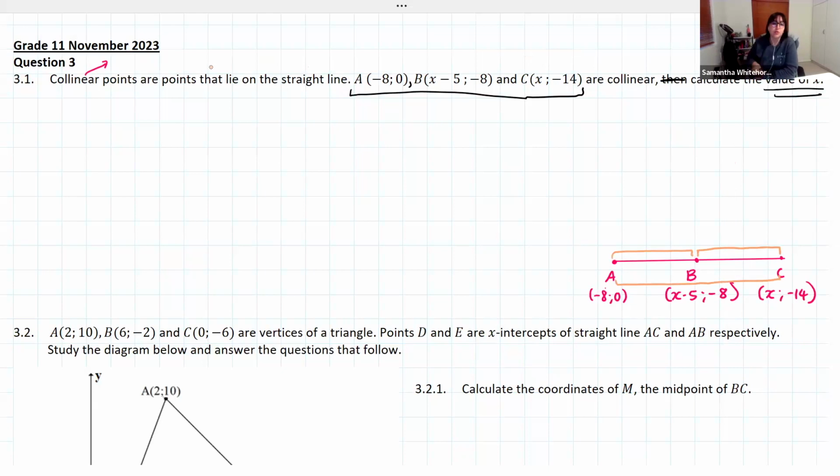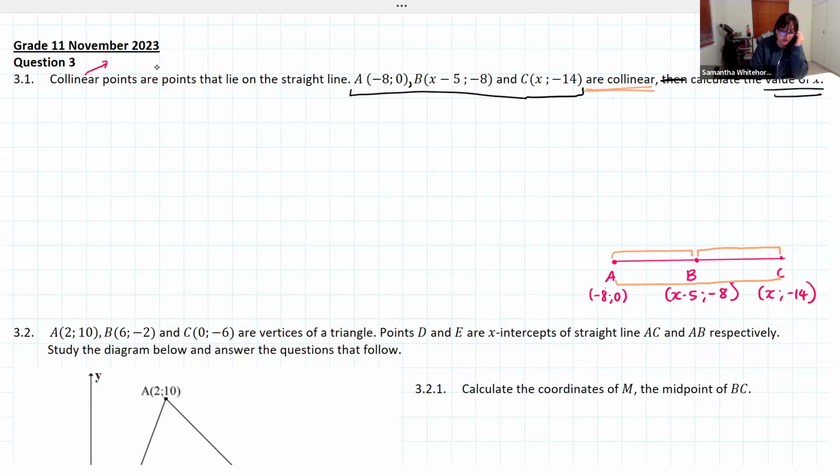Now, you don't have to do all 3. If you work out the gradient from A to B and B to C, you're fine. If you work out A to B and A to C, you're fine, whatever. You can do all 3 if you want, but you don't have to. What you know is that the gradients are the same because those points are collinear. If the question was the other way around and it said, prove that these points are collinear, you would have to work out your gradients and show that they are equal. But in this case, I told you they are collinear, so you can automatically assume your gradients are equal.